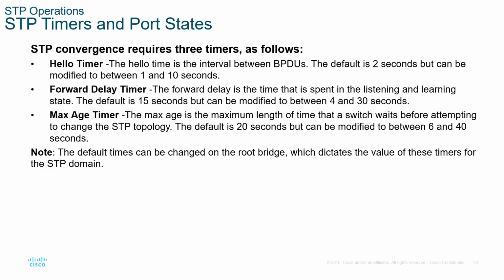Forward delay timer. The forward delay is the time that is spent in the listening and learning state. The default is 15 seconds, but that can also be modified between 4 and 30 seconds. Now, the max age timer is the maximum length of time that a switch waits before attempting to change the STP topology. The default is 20 seconds, but that can be modified to between 6 and 40 seconds. The default times can be changed on the root bridge, which dictates the value of these timers for the entire STP domain.